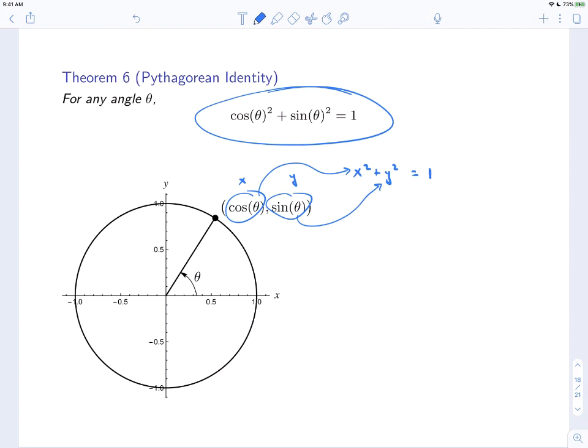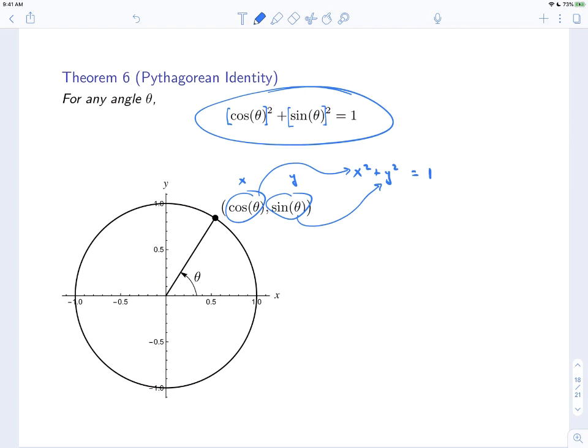Notice that here we're actually squaring all of cosine, and we're squaring all of sine, like so. So cosine theta quantity squared plus sine of theta quantity squared is equal to 1. Now this is a very useful identity because it means that if you know the value of sine or cosine, then you can figure out the value of the other one. Up to a sign, you'll need to at least know what quadrant you're in.